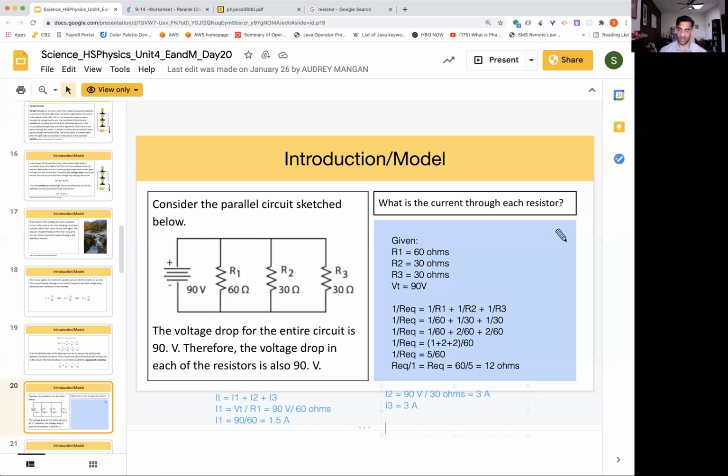And now finally, I can go down here and I can calculate IT. It's the same as the 3 individual currents added together. That's going to be 1.5 plus 3 plus 3, or 7.5 amperes. All right. And so there we have a simple calculation of getting equivalent resistance for a parallel circuit.